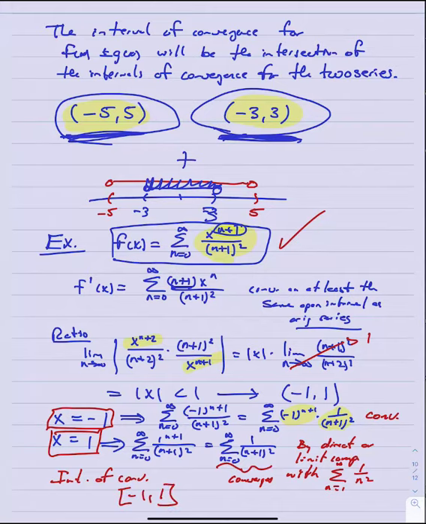Now, what did my theorem about derivatives say? It said that when I took the derivative, I'd be guaranteed convergence on at least the open interval, but I don't know for sure about the endpoints. So that means for the derivative, which was this guy right here, to figure out what's happening at those endpoints, I'm going to have to check those individually.